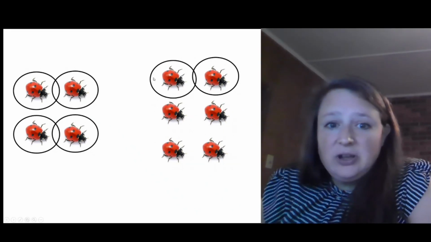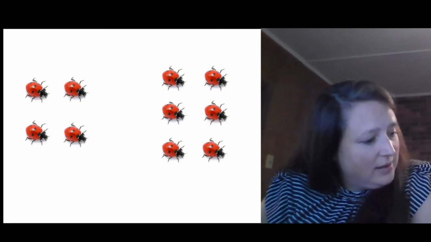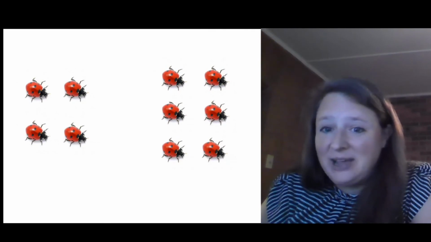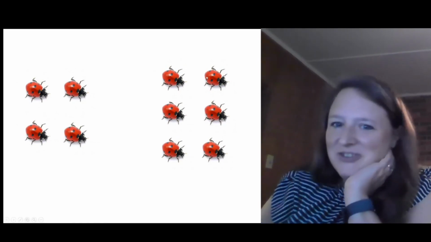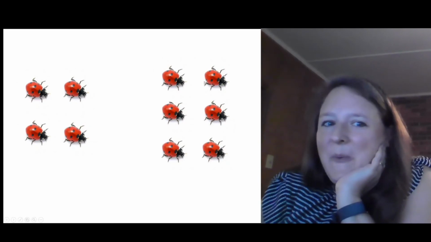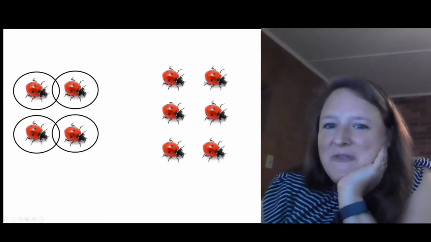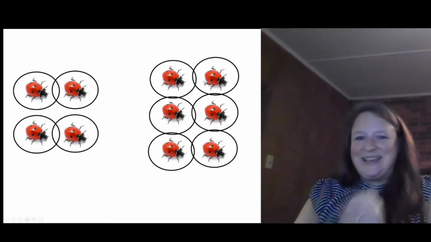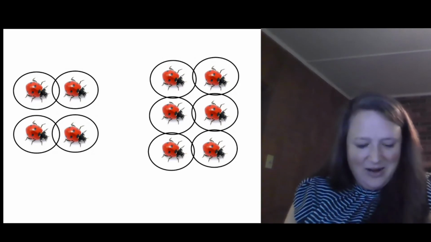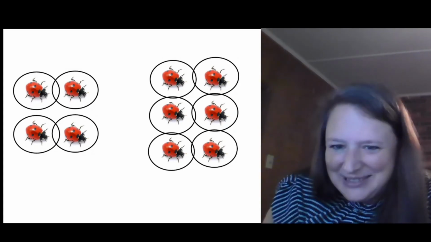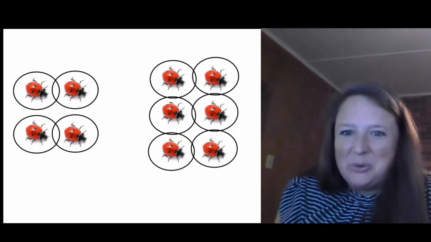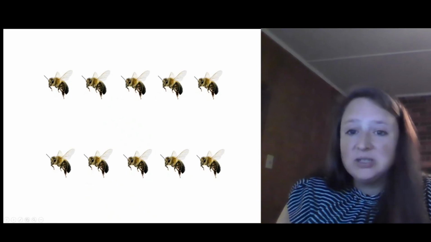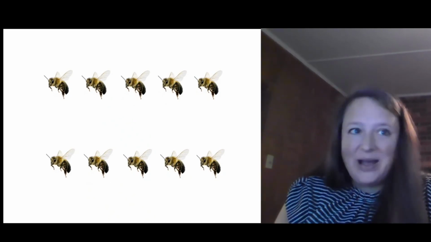So we should have, according to the story, how many bugs zooming about? That should be 10. Should we count them and check? Awesome. Let's count and check. Here we go. Count with me. 1, 2, 3, 4, 5, 6, 7, 8, 9, 10. 10 ladybugs. Awesome. All right, the next bug in the story, what was it? Bumblebees. And it said there were 5 by the horse feed and 5 by the sneeze weed.